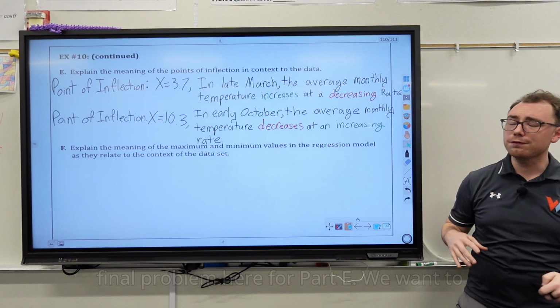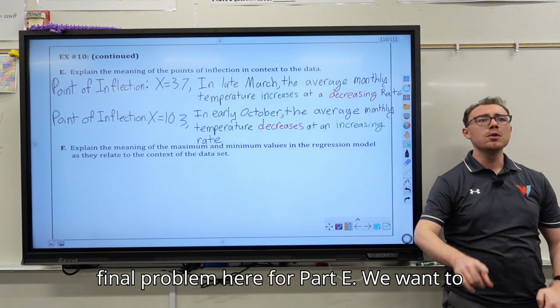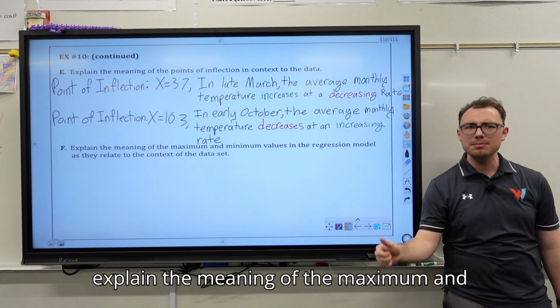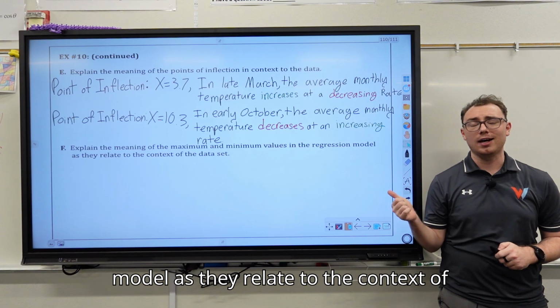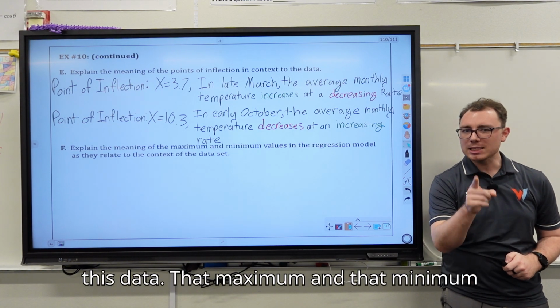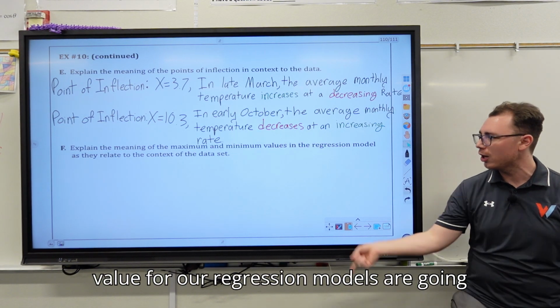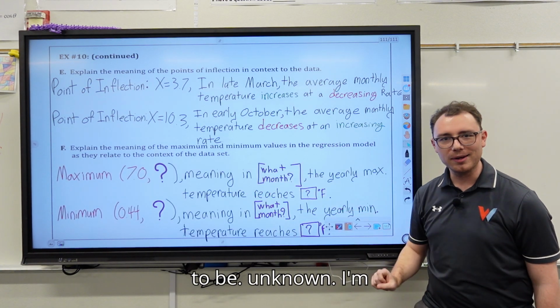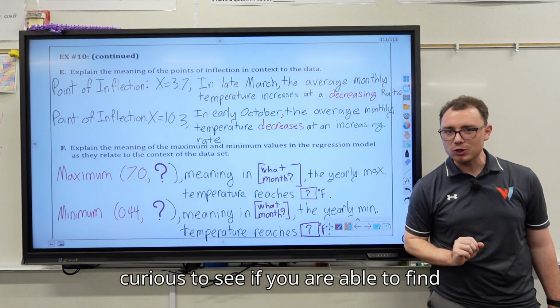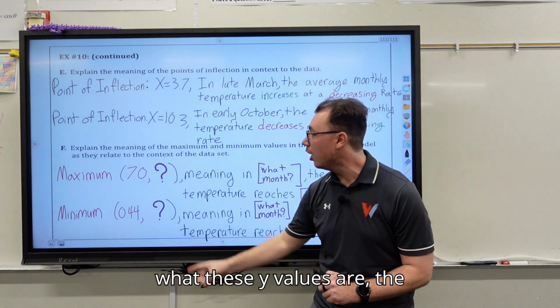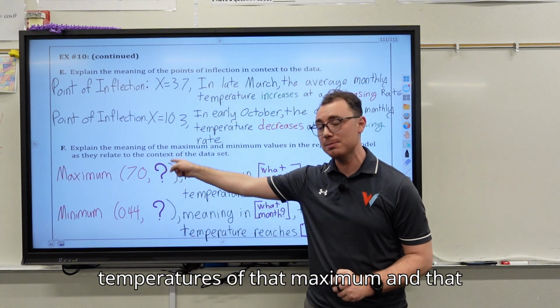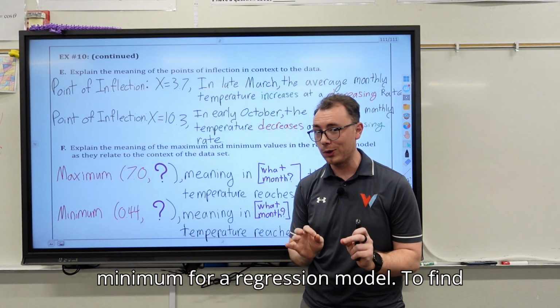We want to take a look at this final problem here for part E. We want to explain the meaning of the maximum and the minimum values of that regression model as they relate to the context of this data. That maximum and that minimum value for our regression models are going to be unknown. I'm curious to see if you are able to find what these y values are, the temperatures of that maximum and that minimum for our regression model.